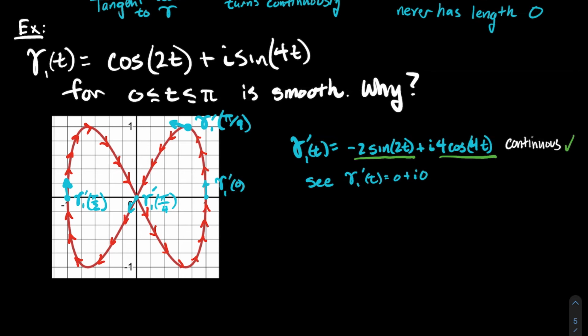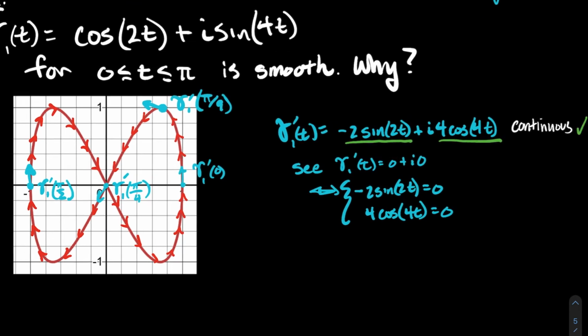And so what I need to do then is set up a little system of equations to solve. To say that gamma 1 prime of t is 0 plus 0i, a complex number is 0 if and only if the real part is 0 and the imaginary part is 0. And that is what I'm utilizing here. In other words, 2 complex numbers are the same if and only if their real parts are the same and their imaginary parts are the same. So that'll always allow you to set up a little system of equations, and you'll see that logic applied over and over again in this class or in these videos.